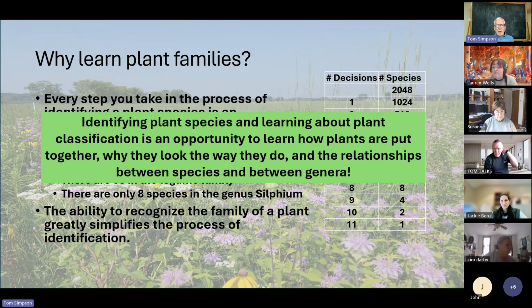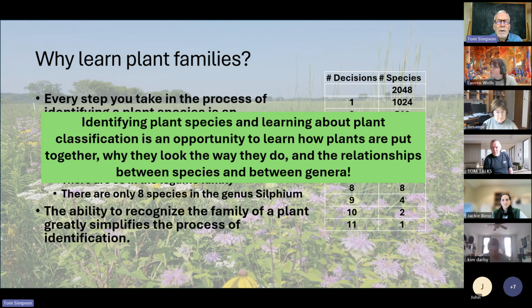Eventually naming isn't completely satisfying, that you just name more and more things. But what learning about classification tells you about the relationships between species and between genera, those larger relationships then become more and more interesting. And it starts to tell you about plant evolution. And then you can go from there to understanding the depth of history in the origin of the diversity of plants we have today.